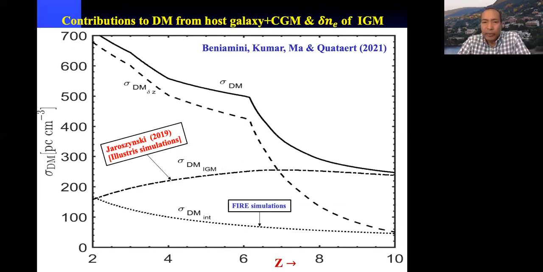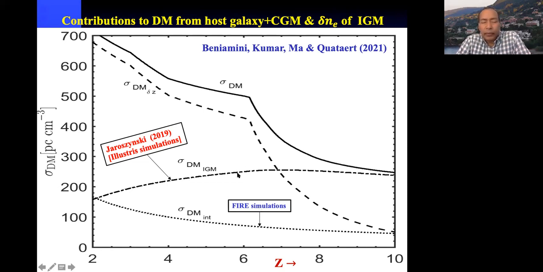Can we determine FRB DM max to an accuracy of 500 parsec per cc? This graph shows that yes, it's doable, because the contribution of the host galaxy of FRBs at high redshift declines as 1 over z. And so the contribution of the host galaxy of the FRBs at high redshift is of order 100 or less. And that is coming from cosmological simulations. This one is FIRE simulation.